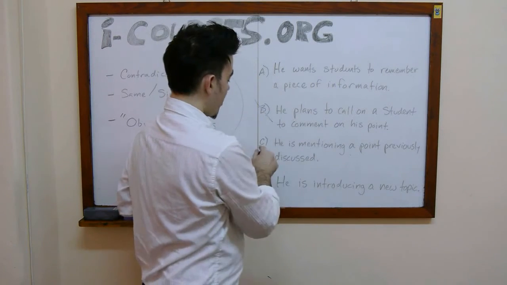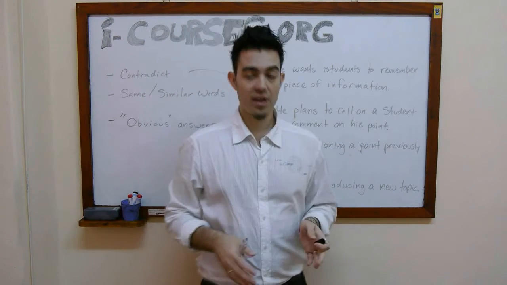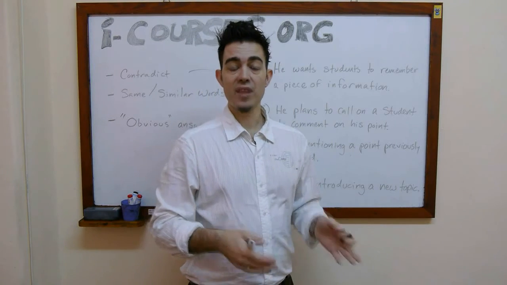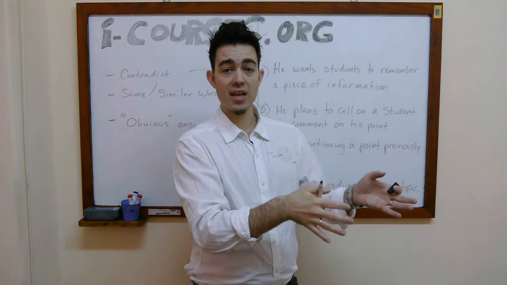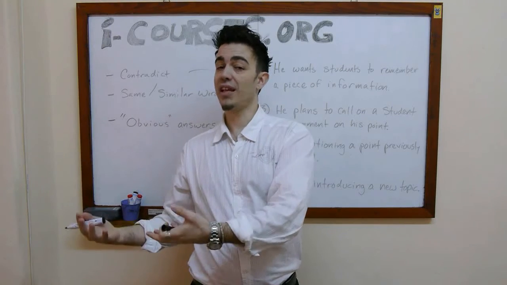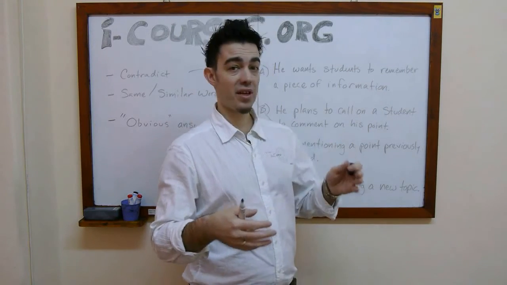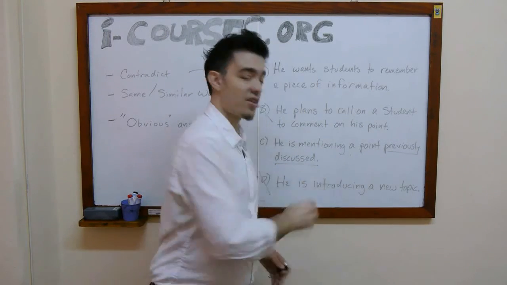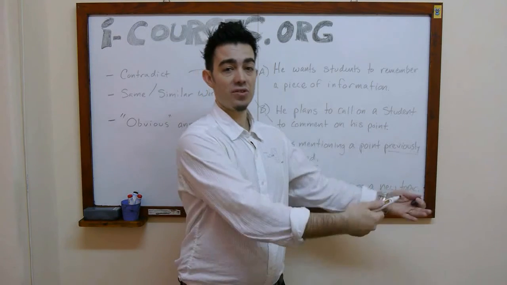So look at answer C again. He is mentioning a point previously discussed. As you'll recall, the study of epidemiology is. Now, you've already heard the whole lecture. So you know that after he says that, he doesn't talk about epidemiology. He talks about something specific related to epidemiology. So he wants the students to remember something, but remember something he's previously discussed. That way, he doesn't have to talk about the specifics of that. He can move into the next subject.